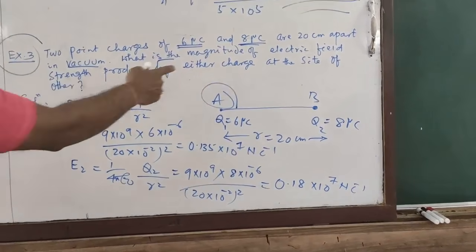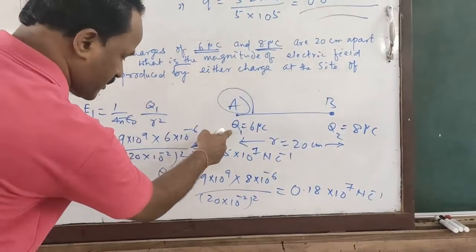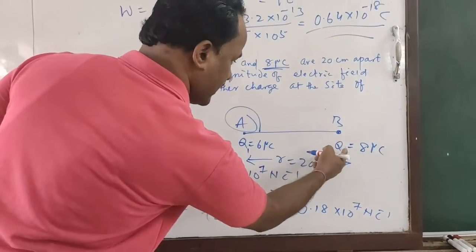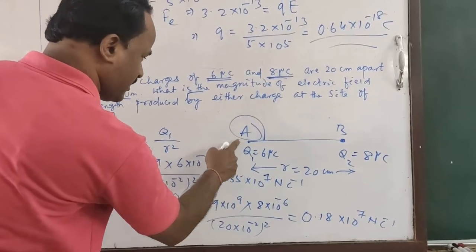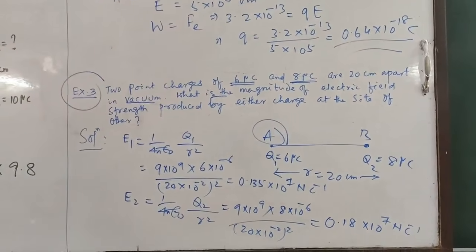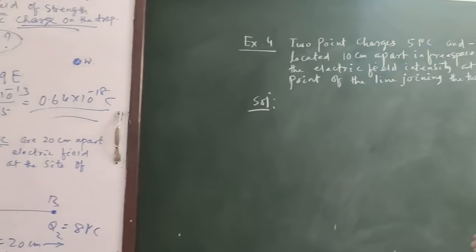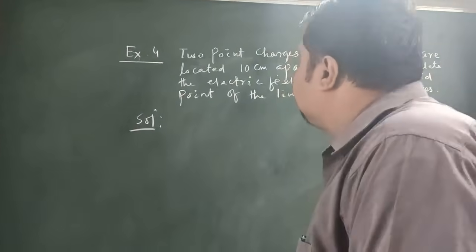So that is why the electric field strength is produced by either charge. Each charge produces an electric field, so the field of Q2 is determined at A and the field of Q1 is determined at B. That is the question. Clear? On to the next question. So now you see this one.